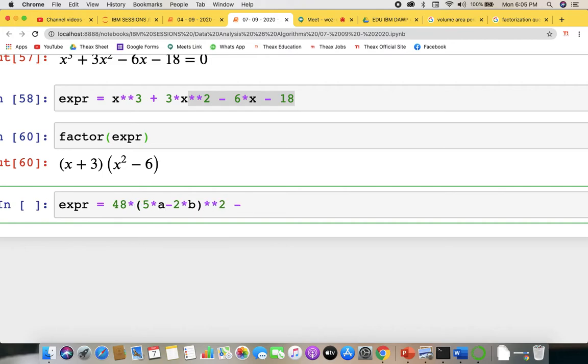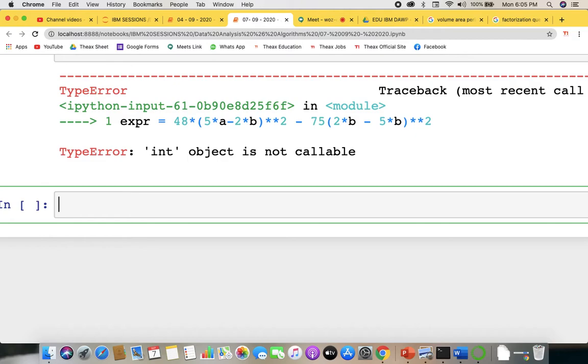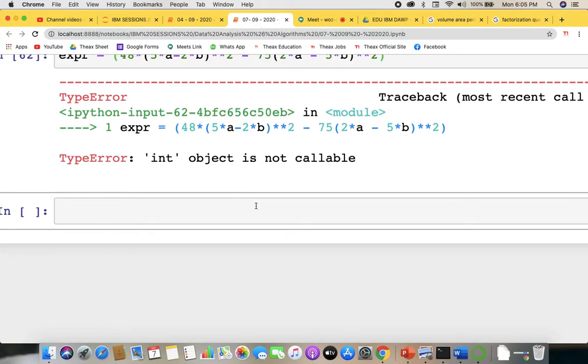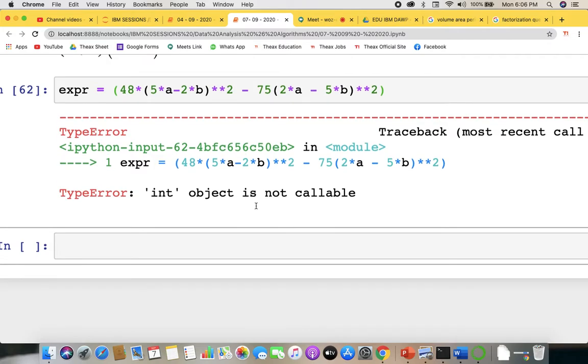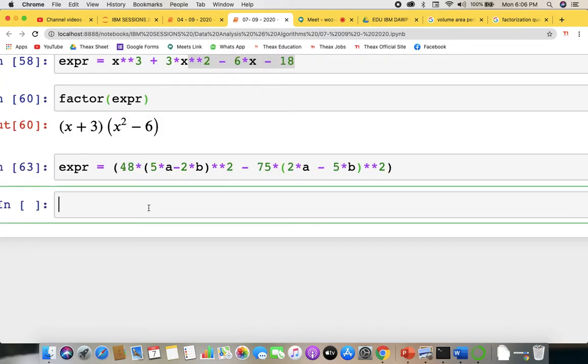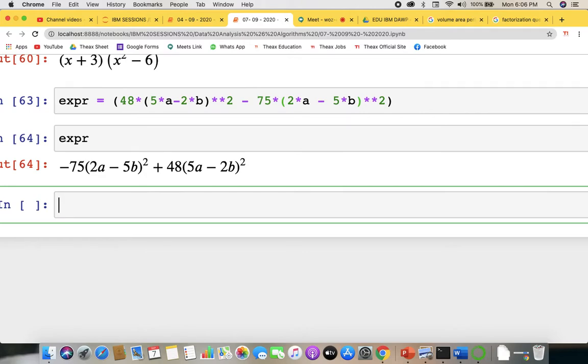Minus 78 or 75, what is that? 75, (2a minus 5b). That's still the 2a. Integer object is not callable. Where? Here. Anywhere else? Done. So this is the expression.